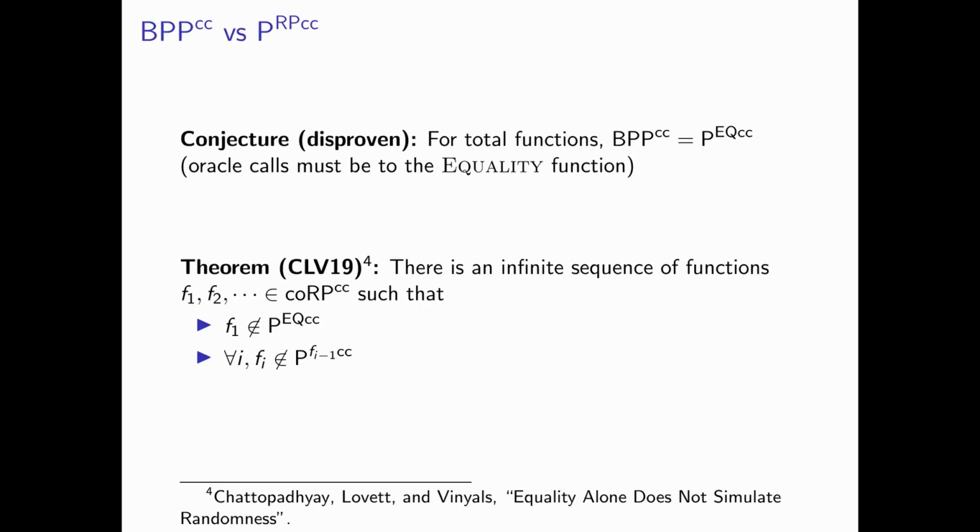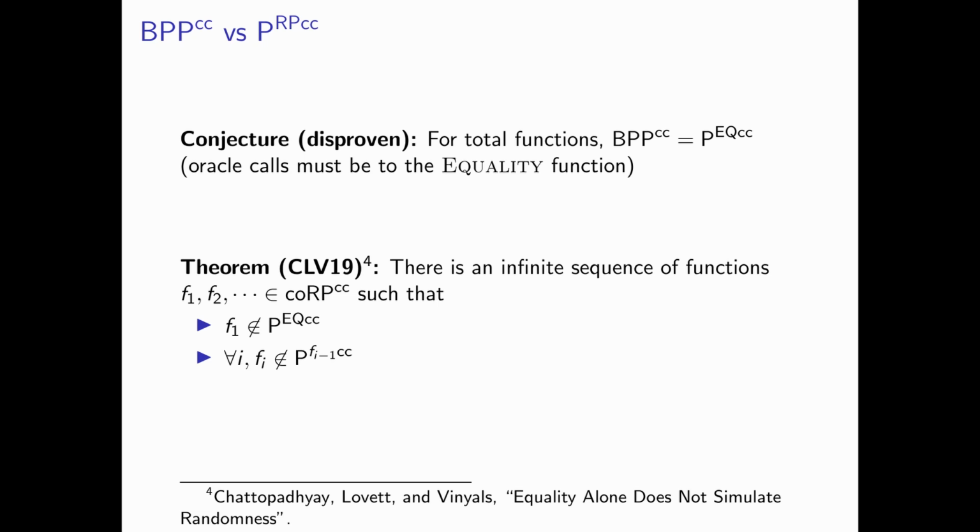Up until recently, many researchers thought that, in fact, BPP was equal to P^EQ for total functions. In P^EQ, the function that is queried must be the equality function, and the cost for doing so is 1. This seemed reasonable because every randomized protocol known at the time could be written using equality oracle calls. Chattopadhyay, Levitt, and Vinyals recently disproved this conjecture.